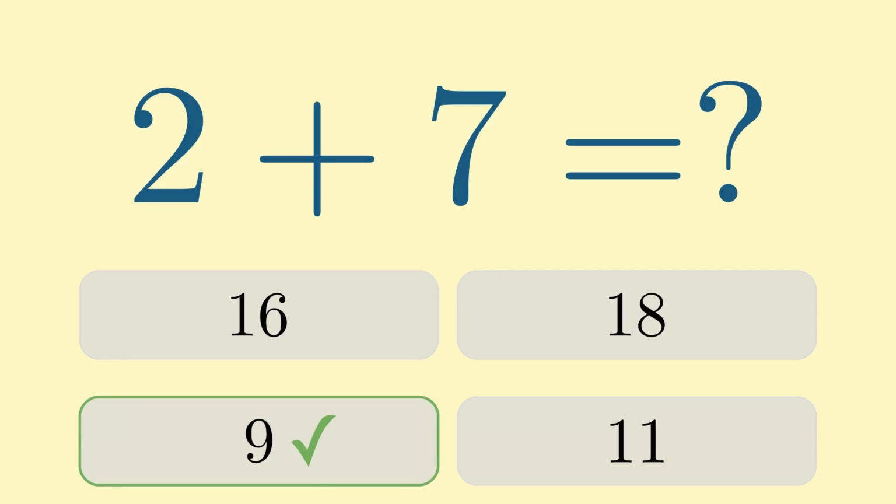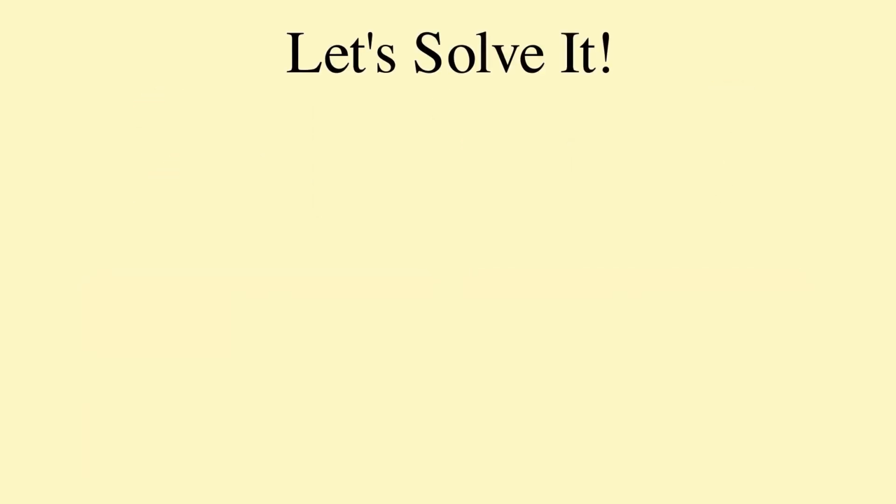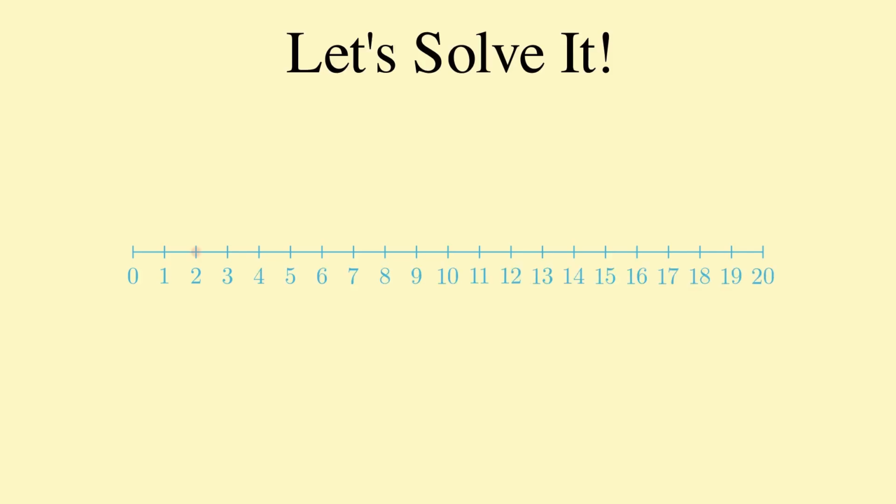Now, let's see how we got this answer. When adding 2 and 7, we align them in column format. 2 plus 7 equals 9. We can also use a number line. Start at 2 and move 7 steps forward.